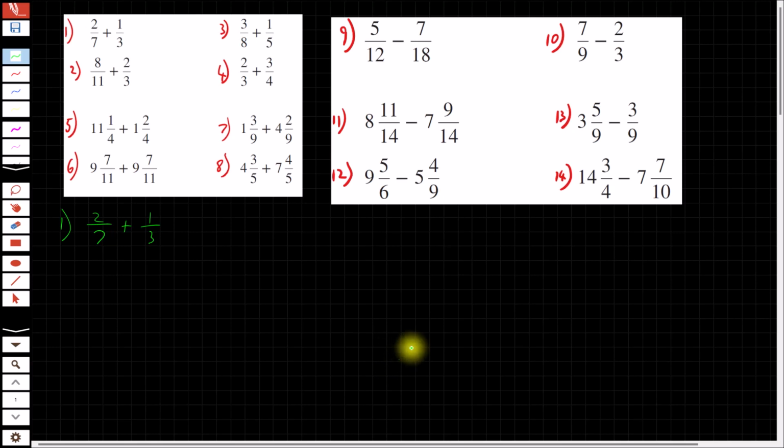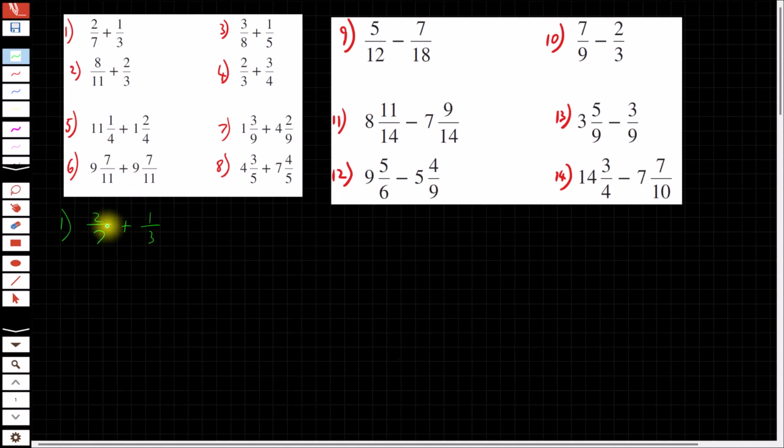In this lesson we're going to look at adding and subtracting fractions. So on the screen we can see a number of problems that we're going to solve in this lesson. Firstly, when we're adding fractions we need to check the denominators and check if they're the same number. If they're not, we need to transform the fractions to make the bottom numbers, the denominators, the same number.